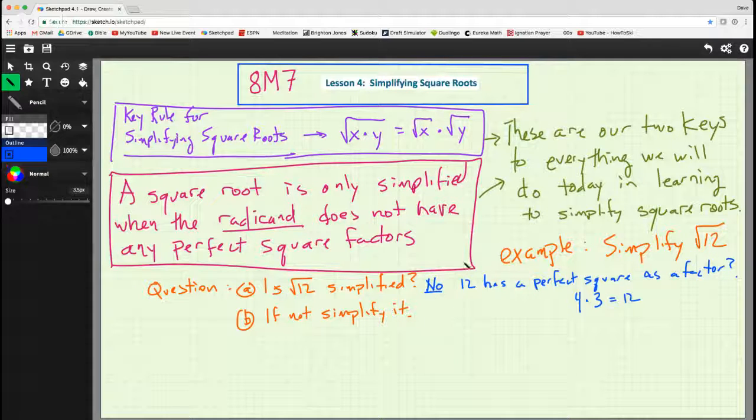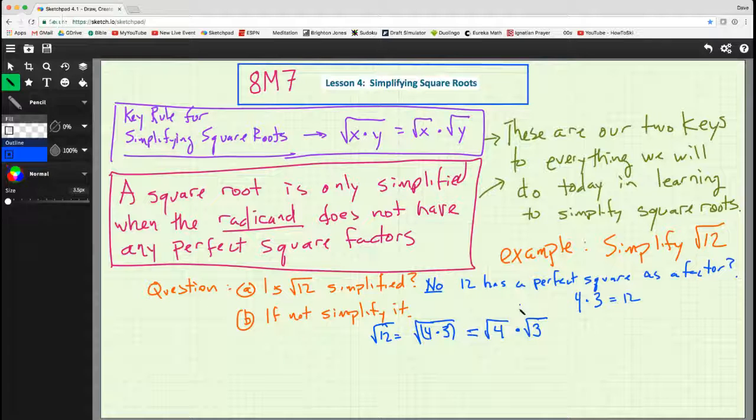The way that we simplify it is we will separate it into the square root of 4 times 3. So the square root of 12 equals the square root of 4 times 3. And that makes sense. Nothing magic yet. Now we're going to use our second key rule for simplifying square roots: the square root of two numbers multiplied together is the same as the product of the square roots of each of the numbers. So I can just do this: the square root of 4 times the square root of 3. I haven't proved that rule, but that rule is true.